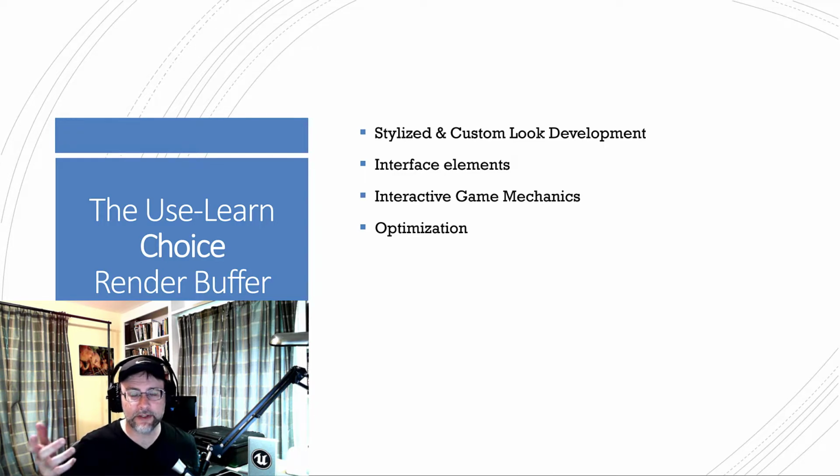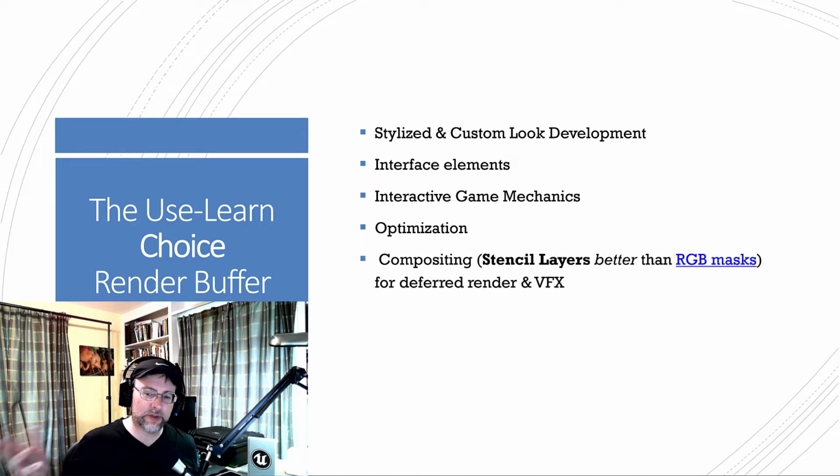And so there is a bit of optimization you can do with them as well. And not only that, but there's the potential, if you're doing deferred renders where you're not using real time, and how they're even better than RGB masks, which I've used in the past. So I'll put a link to that tutorial as well. And also the render queue resource.